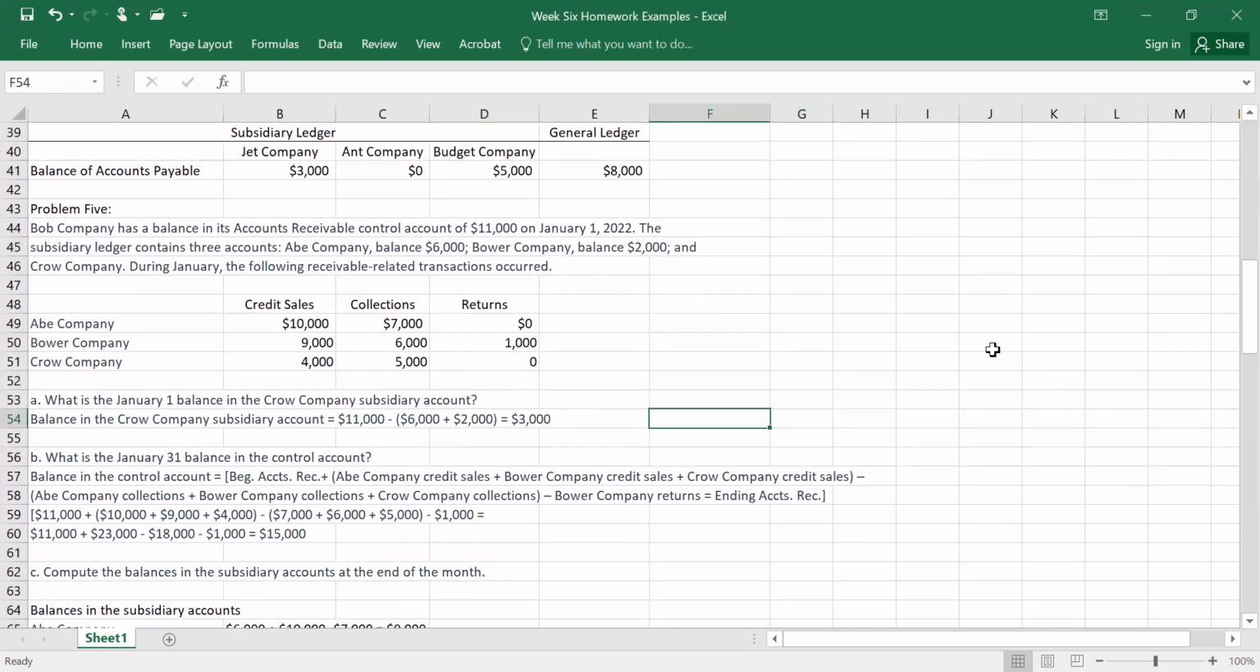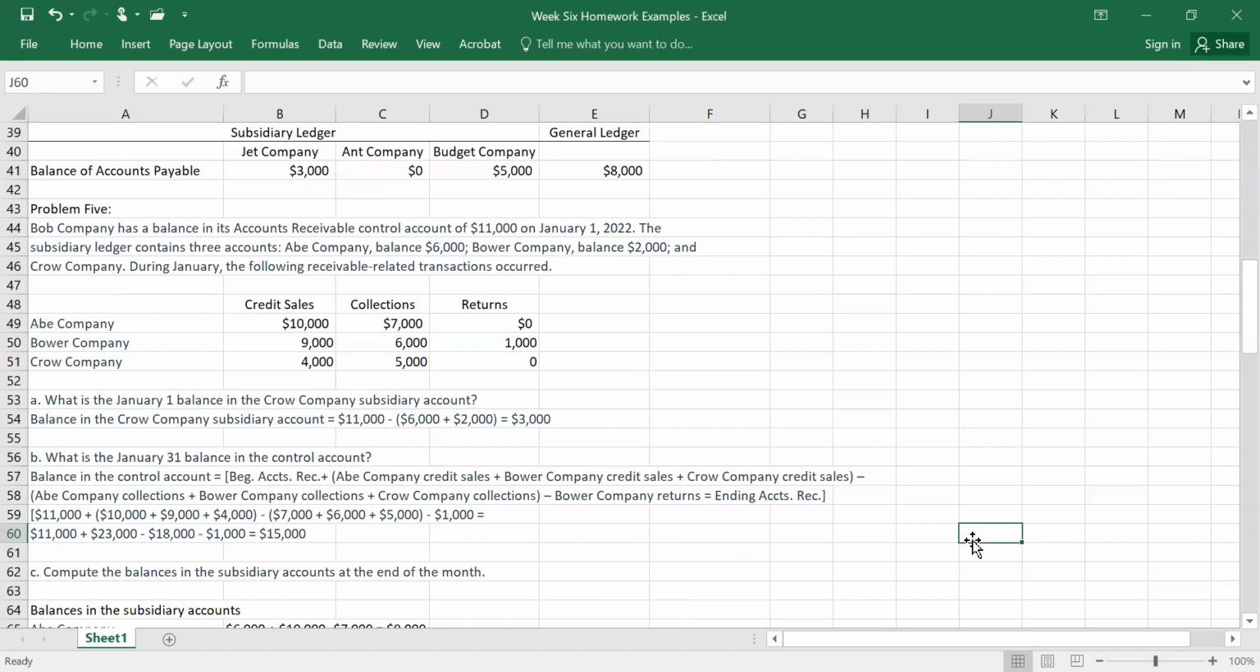Next, we want the January 31st balance in the control account. So to do that, we have to take our beginning accounts receivable, which we know, right up here, was 11,000. Then we're going to add 3 items together. We're going to add Abe Company's credit sales, Bauer Company credit sales, and Crow Company credit sales. So Abe is 10,000, Bauer is 9,000, Crow is 4,000. If we add 10,000 plus 9,000 plus 4,000 together, it's 23,000.